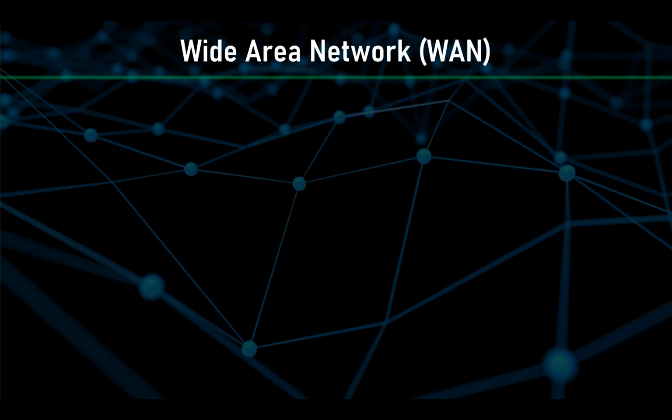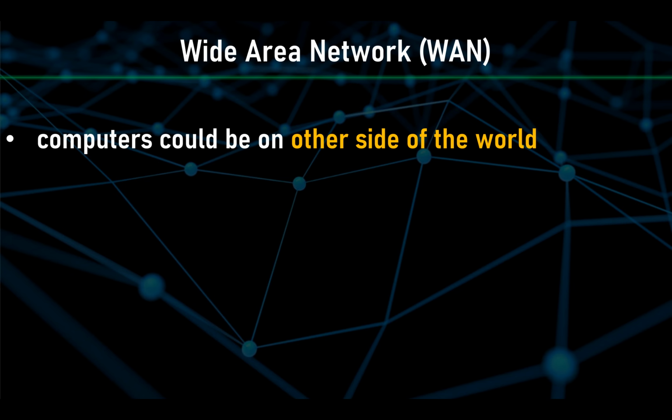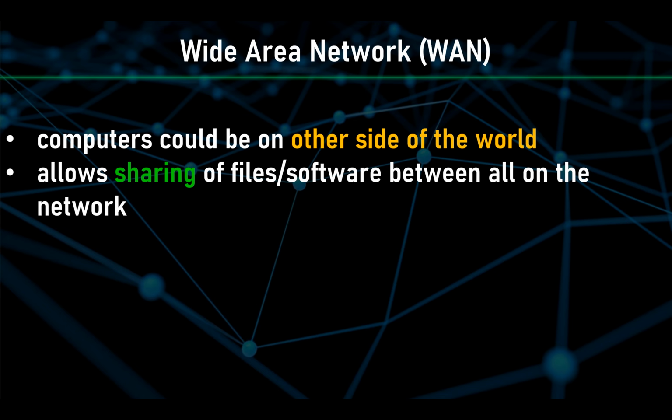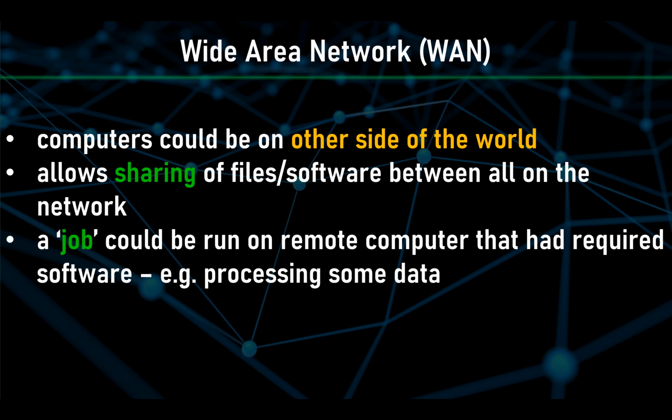Then if we look at the next one, the wide area network. Basically, the computers could be anywhere. They could be in a different city, they could be on the other side of the world. It's going to allow sharing of files or software between all on the network. Of course, if you have an email server, also emails. We can also run a job on a remote computer that has the required software, e.g. processing some data.